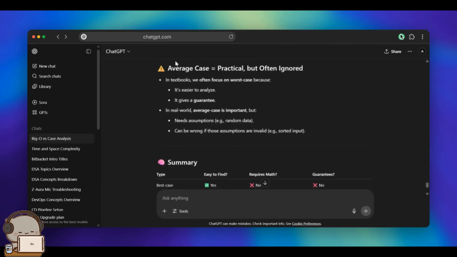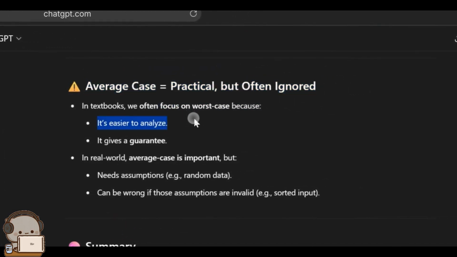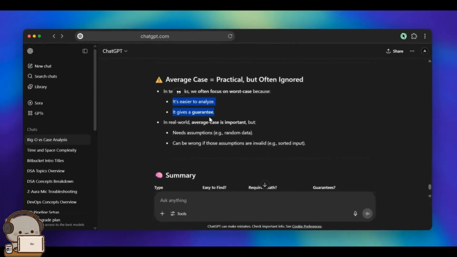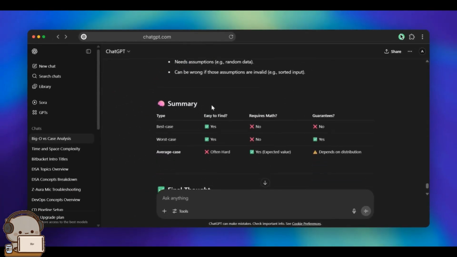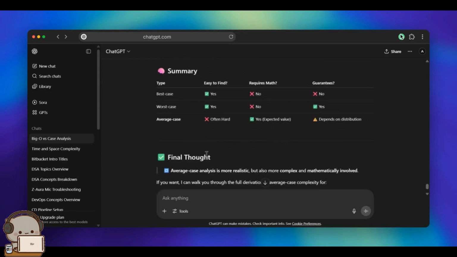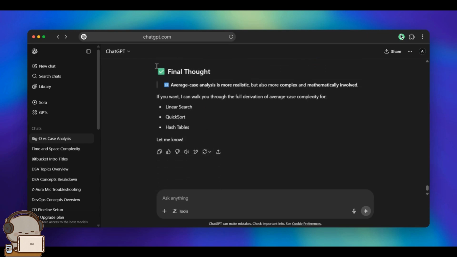Okay, average case is something practical but often ignored. We focus on worst case because it's easy to analyze and it's a guarantee. In the real world, average case is important, but it needs assumptions. Random data can be wrong. This assumption can go wrong. So it's a case which is very realistic, but we rarely use it.